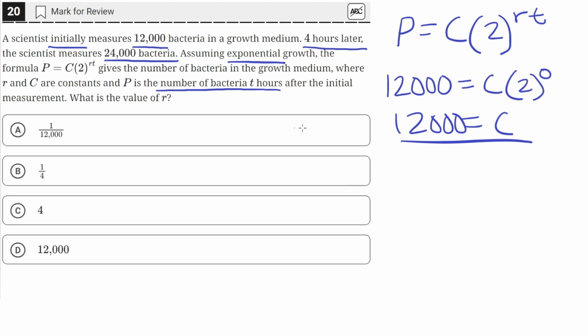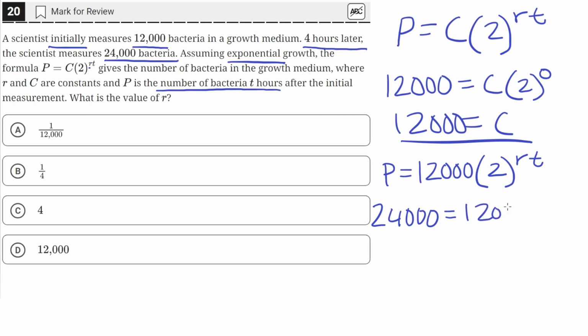Okay, so now we have everything we need in the equation except for the value of R, which is what we're going to need to solve for now. So our equation looks like this right now: P equals 12,000 times 2 raised to the RT, where R is some constant and T is the number of hours. Our problem statement says that 4 hours later, the population becomes 24,000. So we can just plug that in for P and T, then we can solve for the value of R. So the population after 4 hours is 24,000. So P is just 24,000.